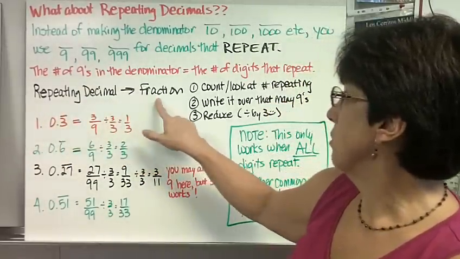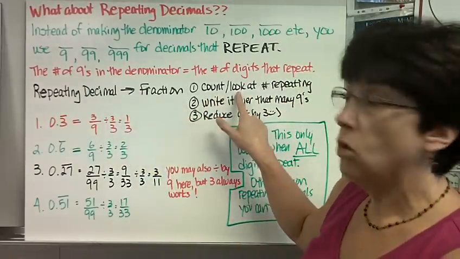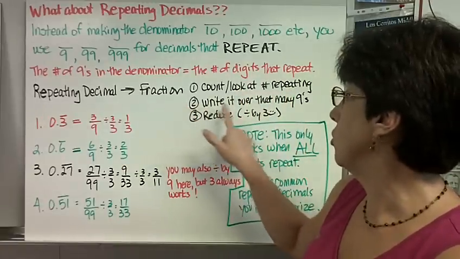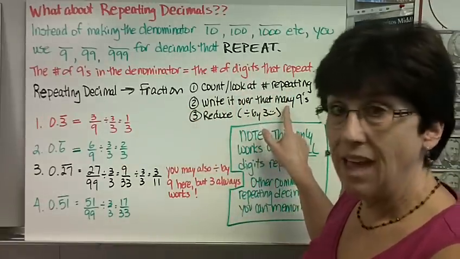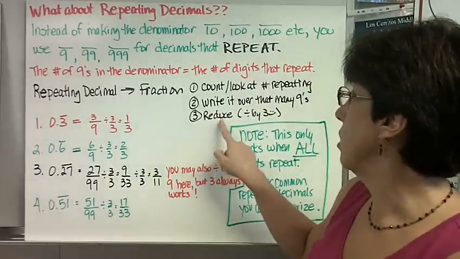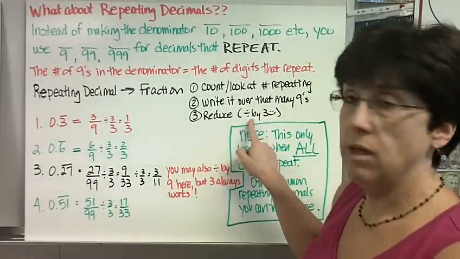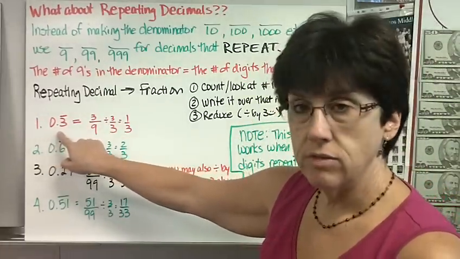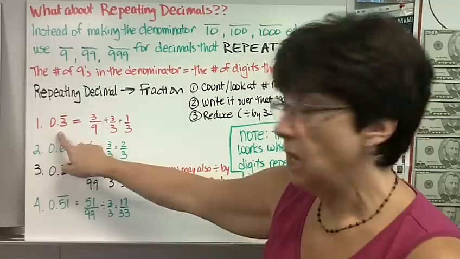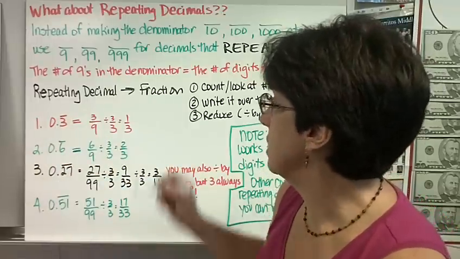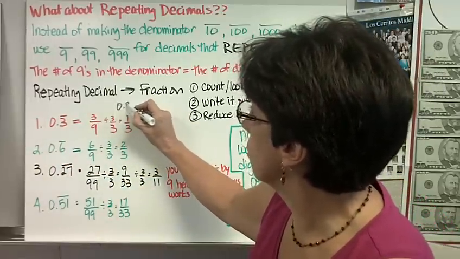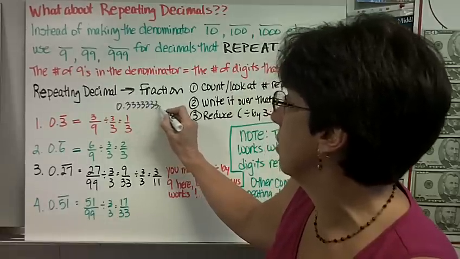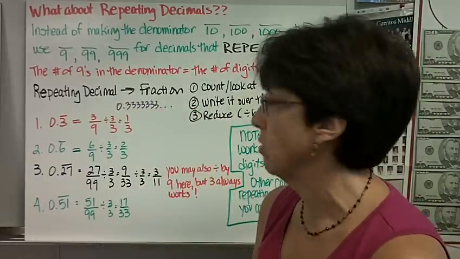So, repeating decimal to fraction. Number 1, count or look at the number that repeats. Number 2, write it over that many 9s. Number 3, reduce it. If you divide by 3, it'll always work. So, for our first example, we have 0.3 repeating. And this line means that it would be 0.3333333 forever. Okay, I got tired of saying 3s.